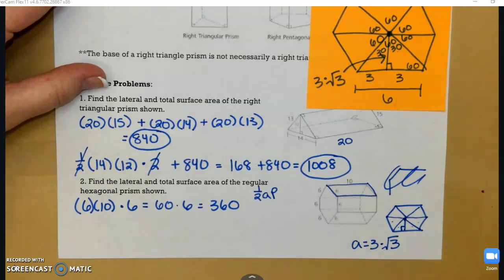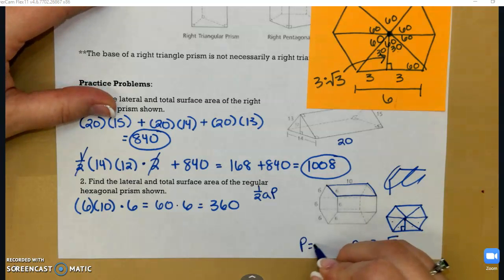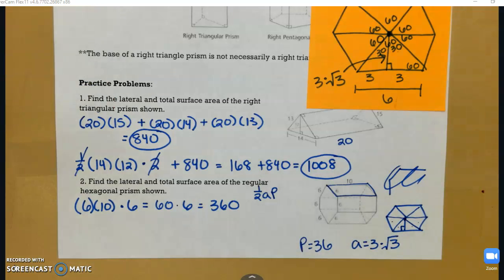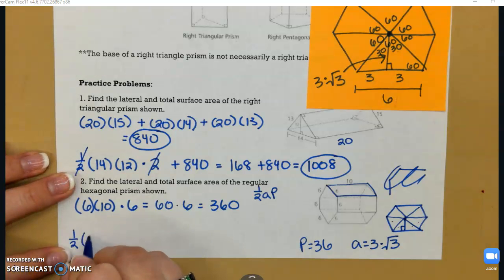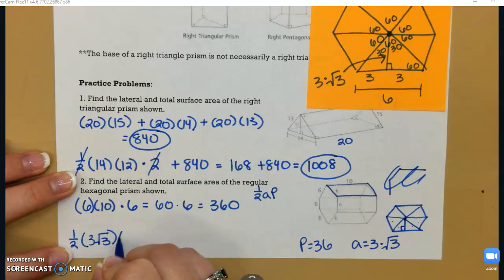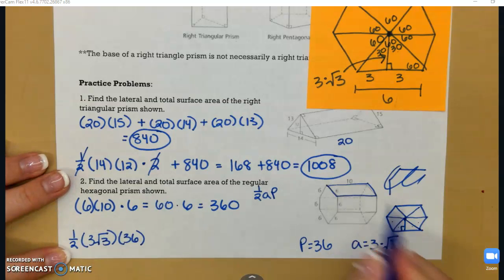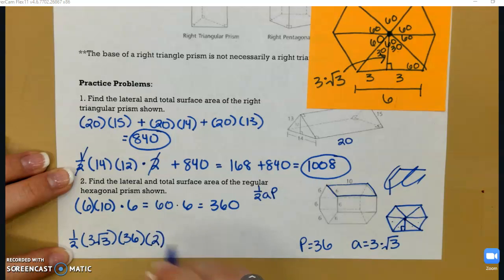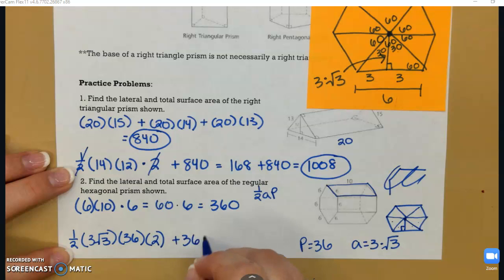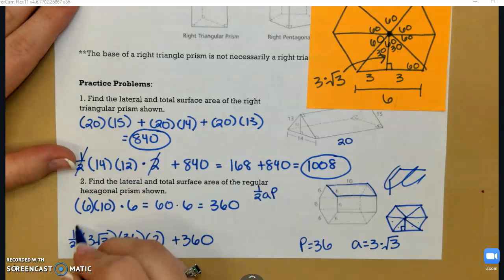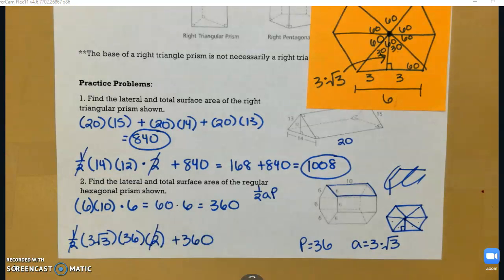And now my perimeter, if each side is 6, is going to be 6 times 6, which is 36. So finding the area, I'm going to have 1/2 times my apothem times my perimeter, and I have 2 of these identical bases, plus my lateral surface area. Okay, and again, my 1/2 and my 2 reduce to 1. And we're going to leave this in radical form.